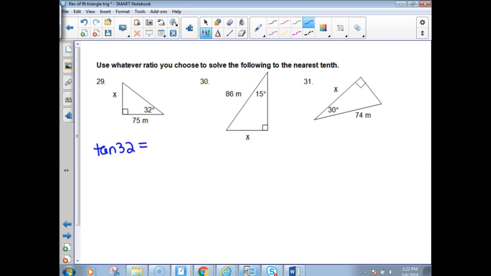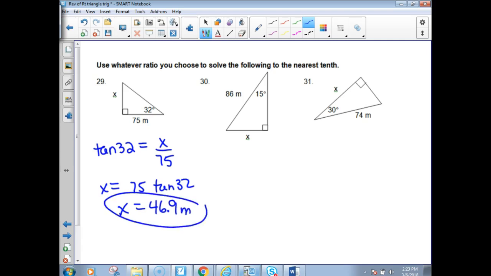Tangent of 32 equals... You need to have an equal sign in your equation. It should never not have one. Next, you can calculate 75 tangent of 32. And you should be getting, I didn't write it down. What is it? 46.9. Thank you. And that would be labeled now in meters, please.